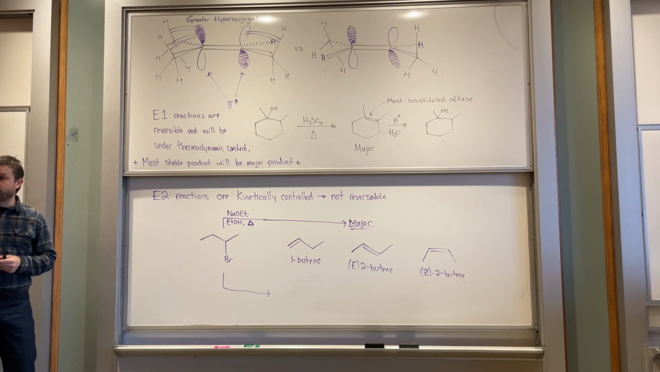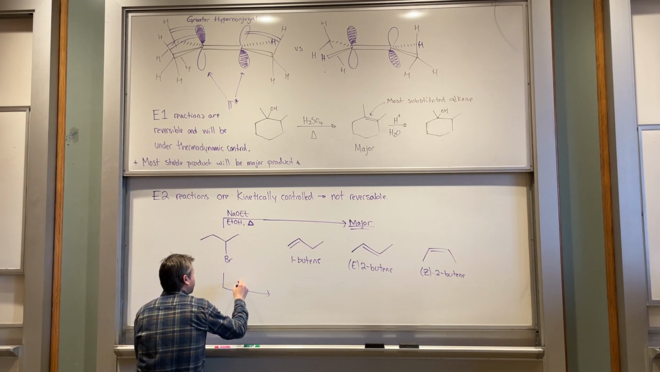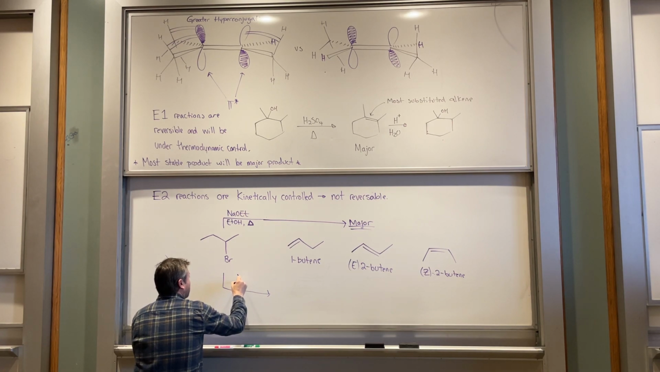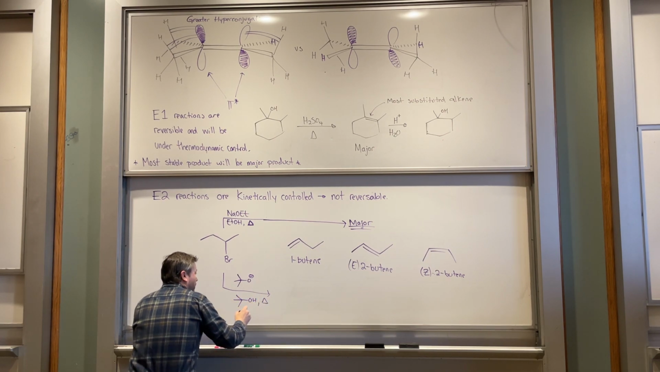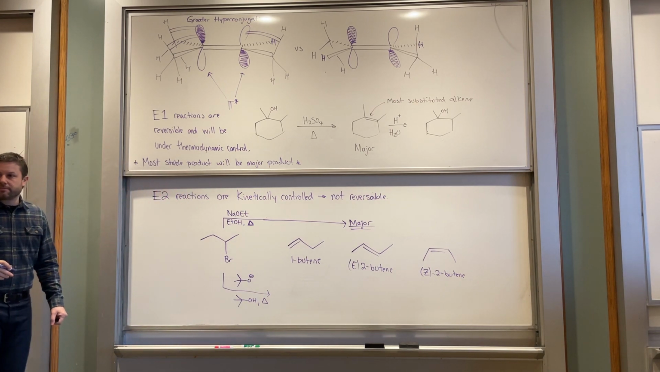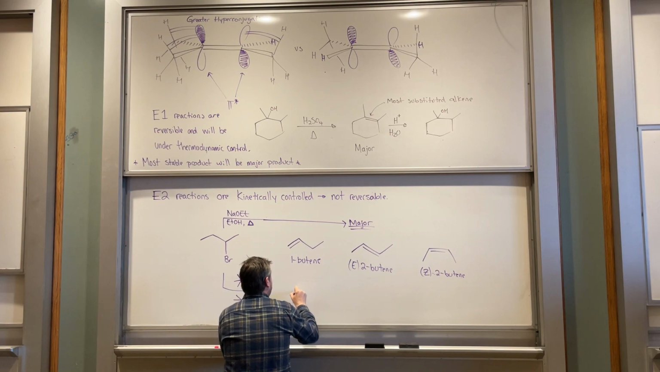If we change this up, still use an alkoxide base, but maybe make that base really big and bulky, and use the corresponding alcohol solvent, right? Apply some heat to promote elimination. The major product is going to be 1-butene.